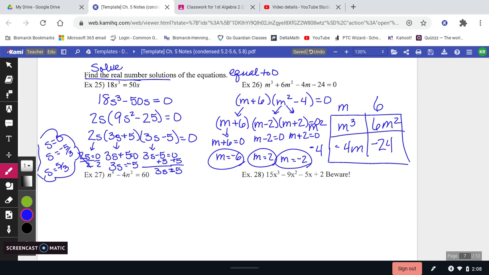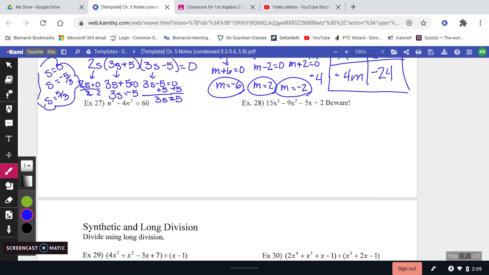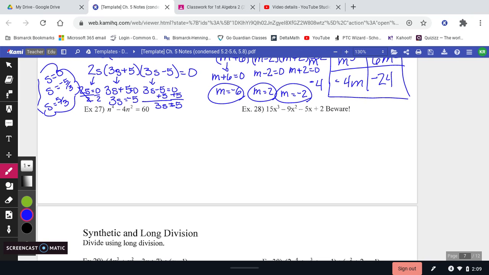Take a look, something I want to point out. If you look at the solutions for the last problem and the solutions for this problem, notice that there's 3 solutions each, and the degree of each of these is 3. So your highest exponent is going to tell you how many solutions you're looking for. Okay, got 2 more here.